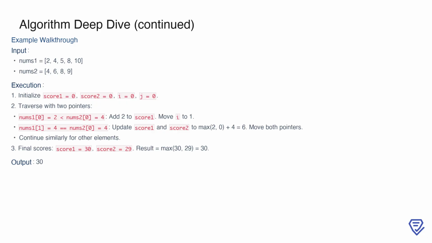Finally, we process the remaining values, adding them to their respective scores. At the end, score1 is 30 and score2 is 29. The result is the maximum of these two values, which is 30. This demonstrates how the algorithm efficiently calculates the maximum score by leveraging dynamic programming and two pointers.